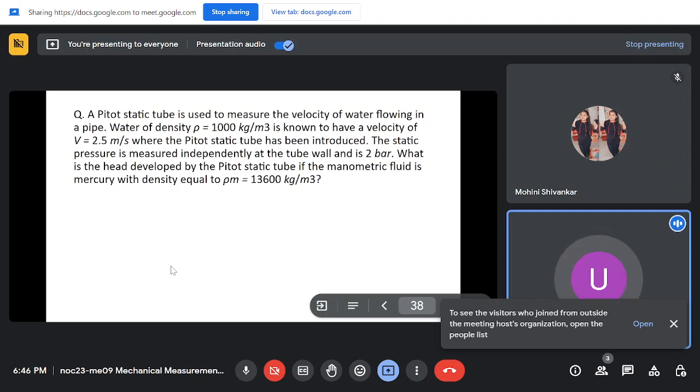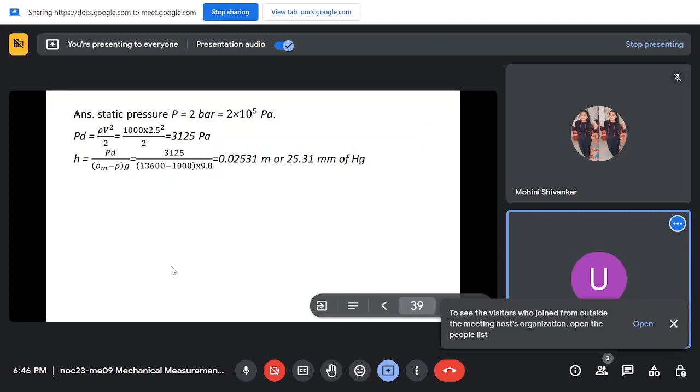So we have to find out the head in terms of mercury column, and we have been given that the fluid flowing is water, which has a density of 1000 kg per meter cube, and the velocity is 2.5 meter per second, and we have also been given that the static pressure is 2 bar. So we'll see how to solve this problem.